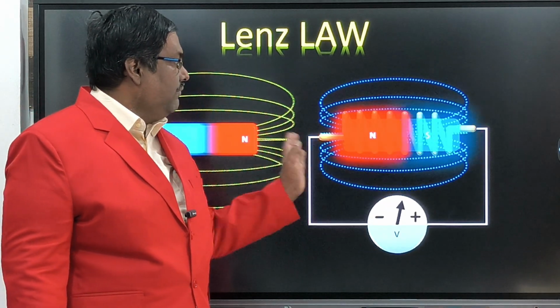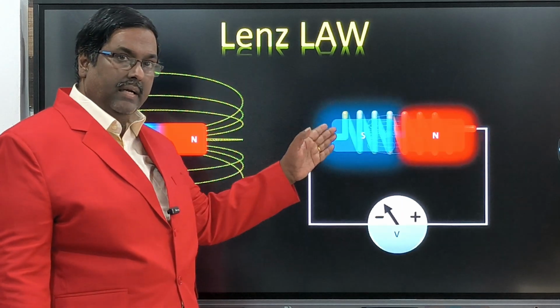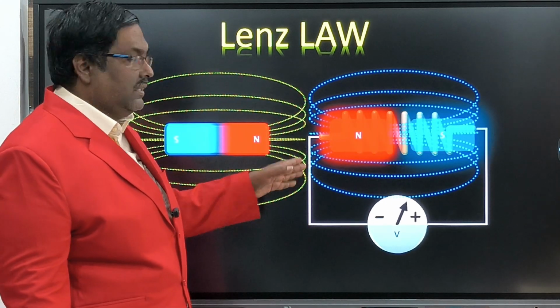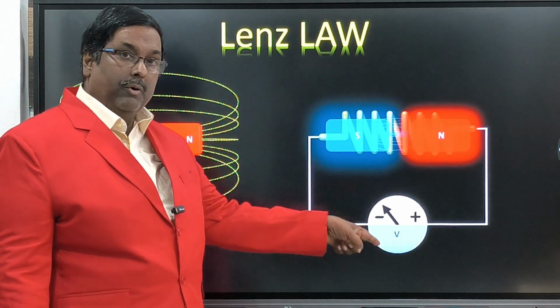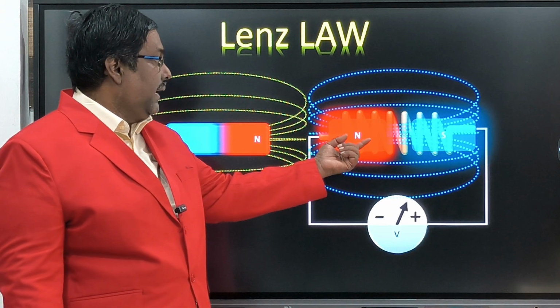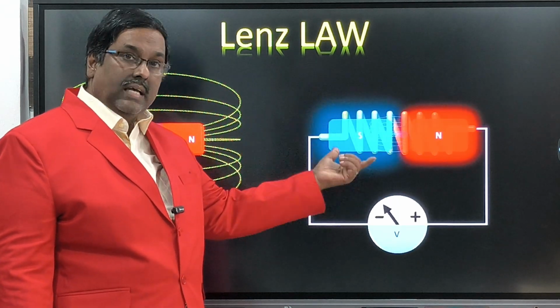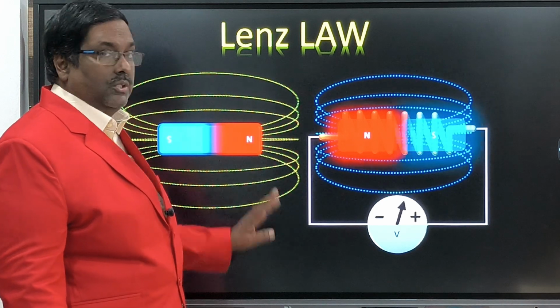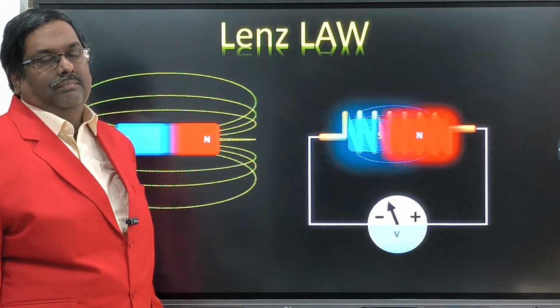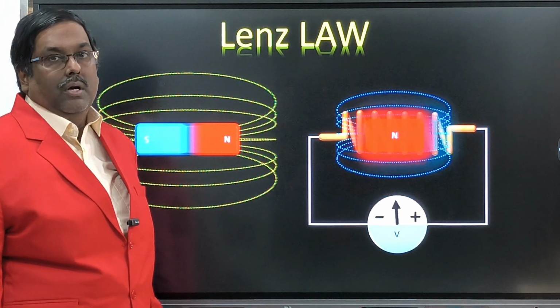Faraday's law says that if there is any relative movement between the magnet and the inductor, you will get an EMF. Lenz's law says that during the production of EMF, the magnetic flux produced has a direction, and that direction opposes the main magnet. So this one you have to understand.